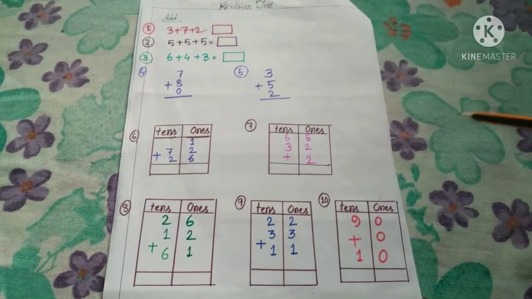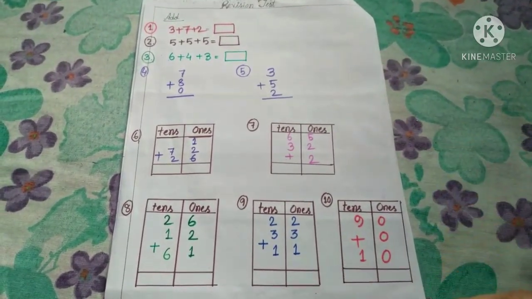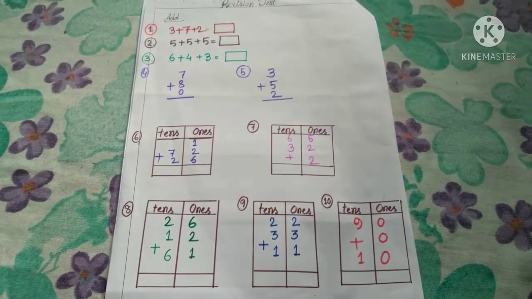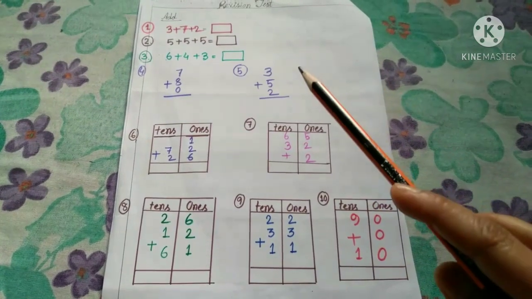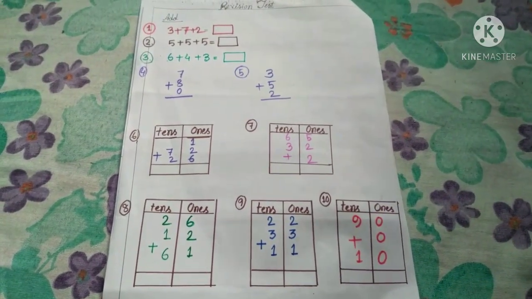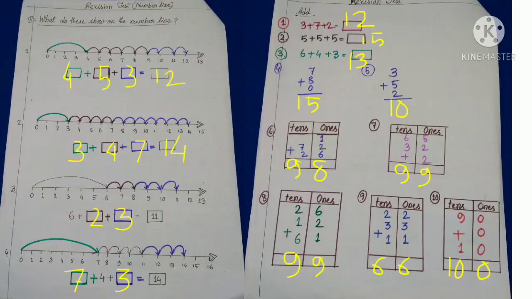Children, first you will try these sums. These are all addition, numbers 1 to 10. Then I will give these answers. Now all of you check these answers.